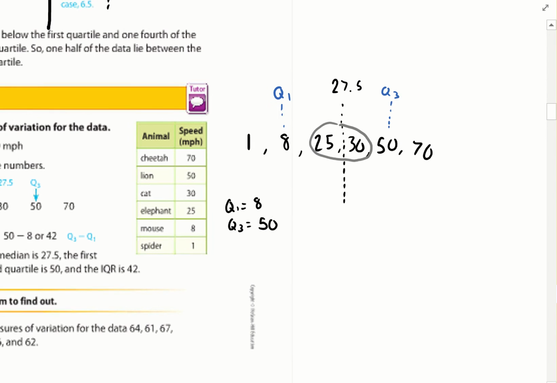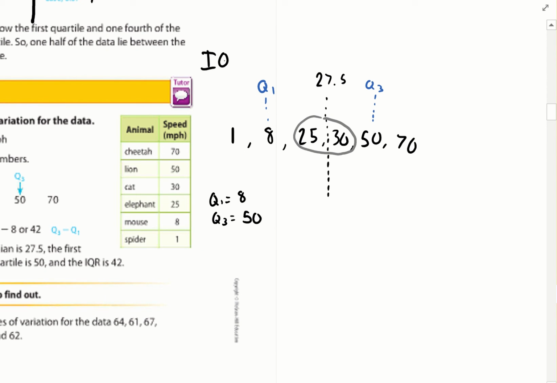So for my IQR, I'm going to make note: IQR is third quartile minus my first quartile. So my IQR equals 50 minus 8. So my IQR equals 42.